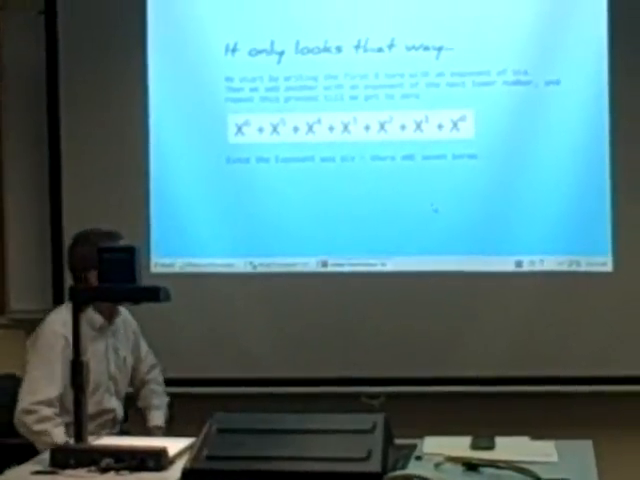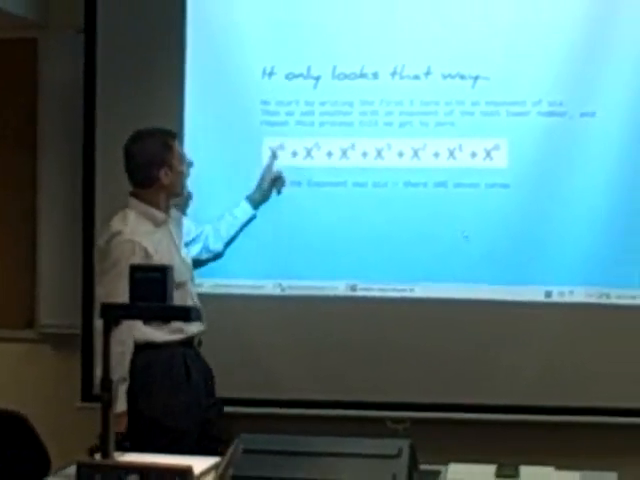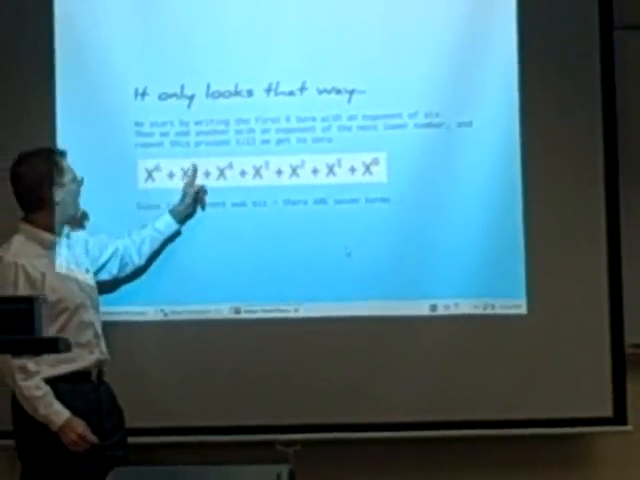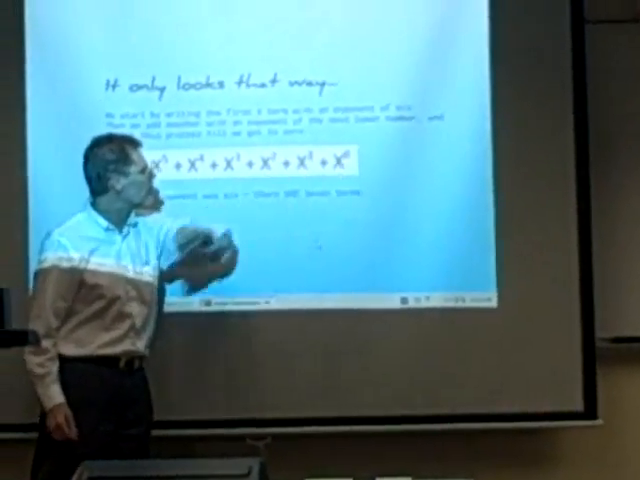The first thing you do is you start off by writing the x's, and you put all the x's out here. And you say, okay, it's x plus y to the 6. So we go 6, 5, 4, 3, 2, 1, 0.